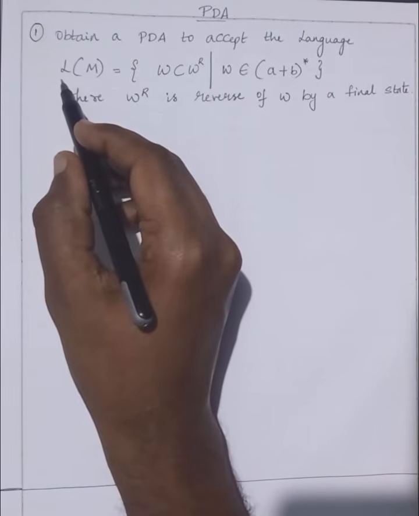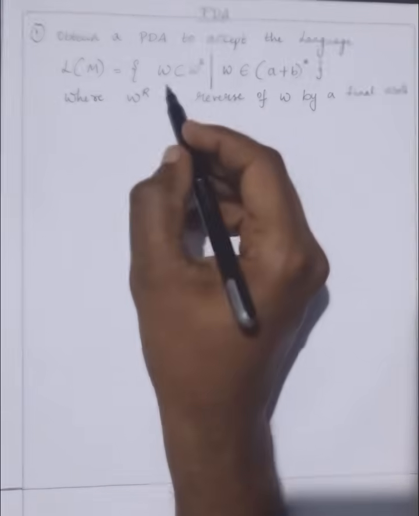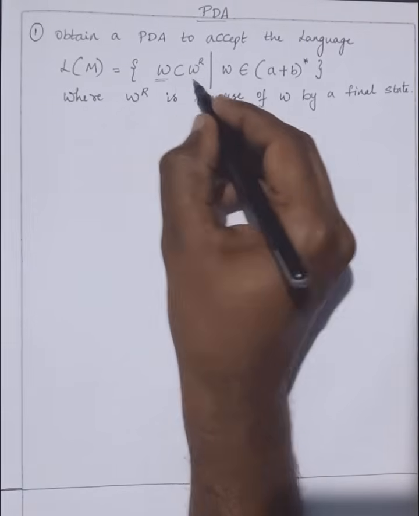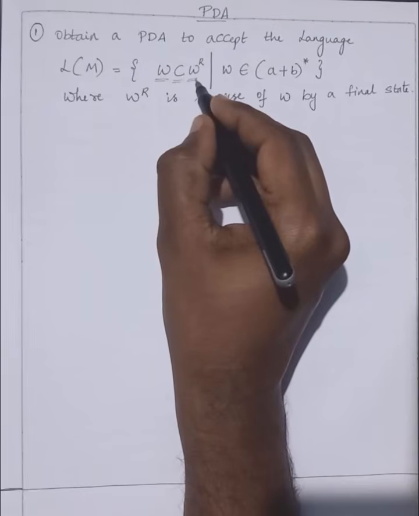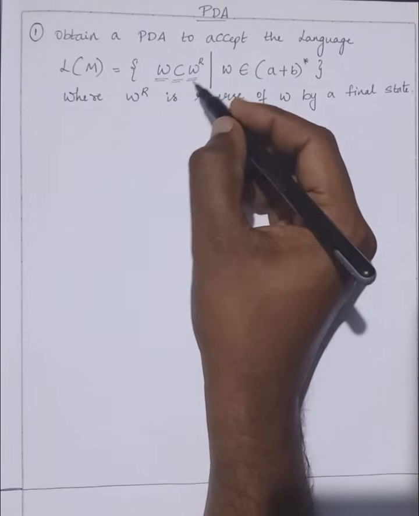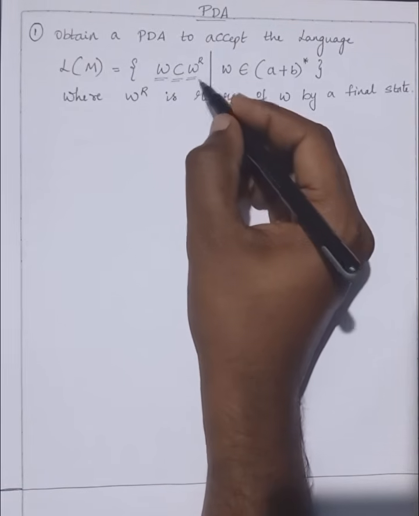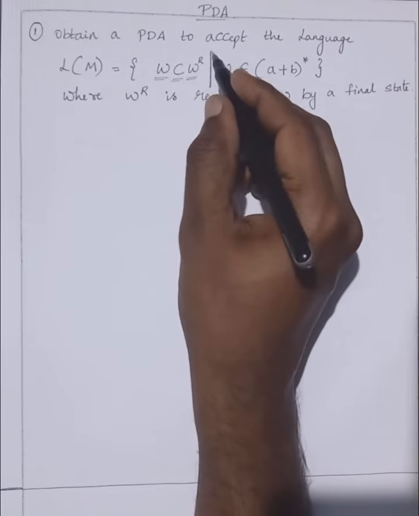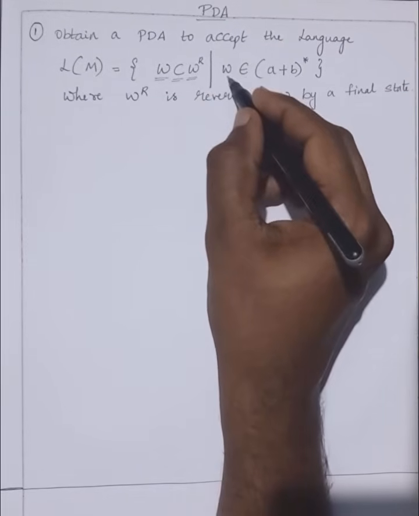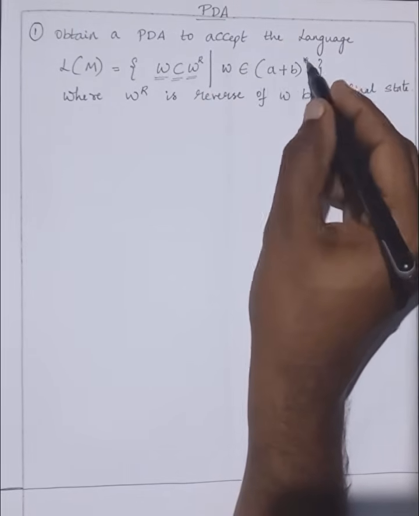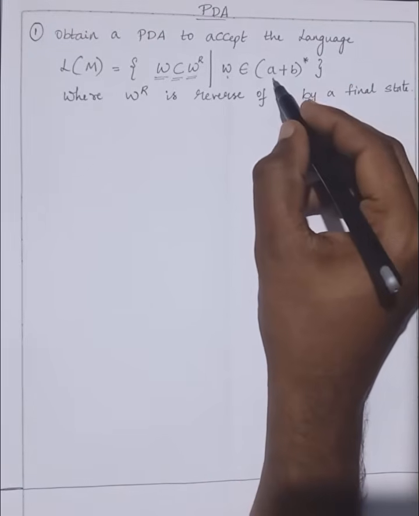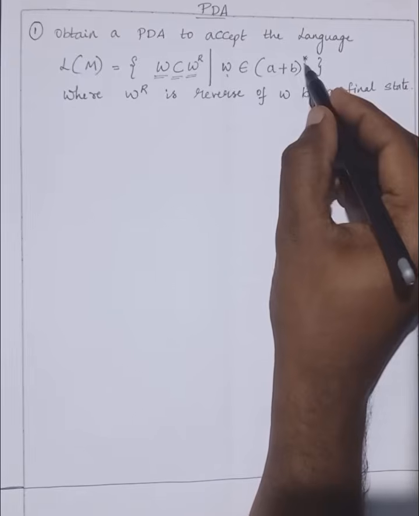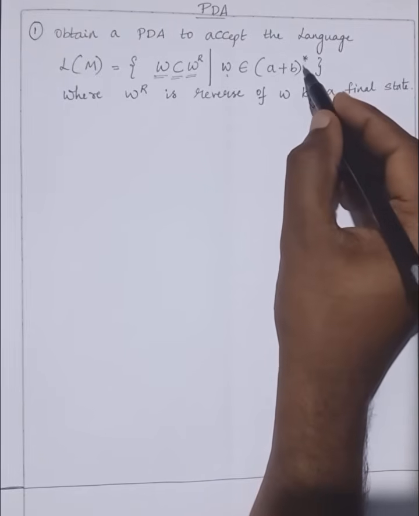Okay, they have given one language, that is L of M. So they have a string, a C constant, and again a string. W is nothing but any string. It can be like ABB or BBA, and then the string reverse, such that this W belongs to (A+B) whole star. Whatever string we take belongs to (A or B) whole star, so it can be any number of A and any number of B.